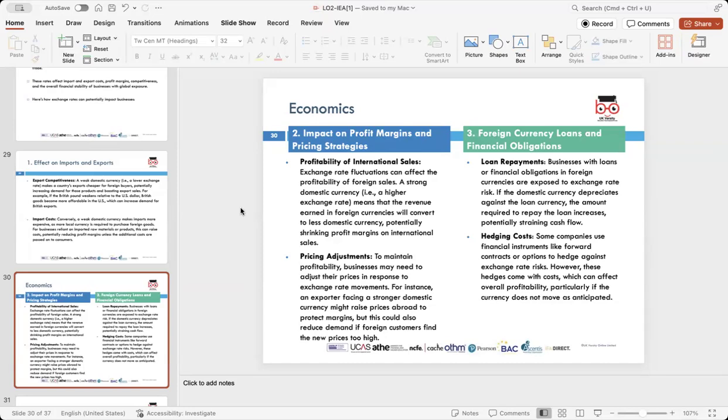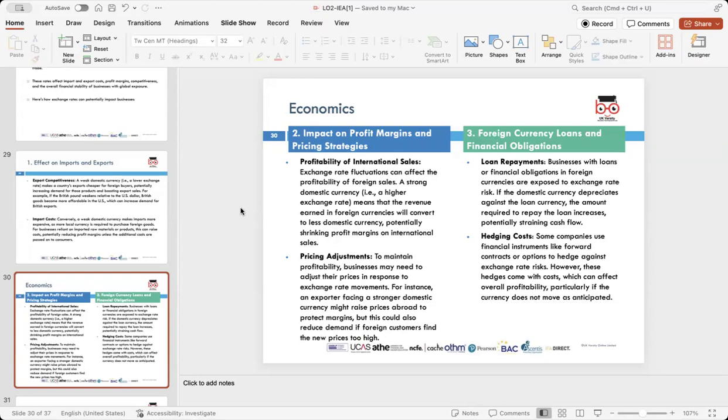Businesses that borrow money in foreign currencies are exposed to exchange rate risk. If a business has a loan denominated in a foreign currency, a depreciation of the domestic currency means that the company has to pay more in local currency.